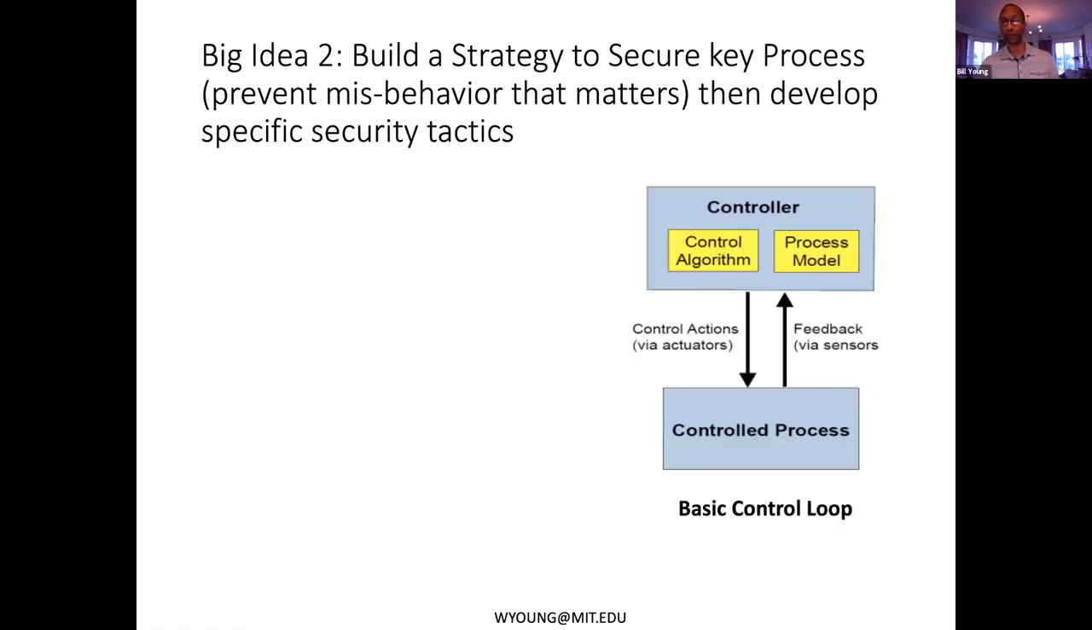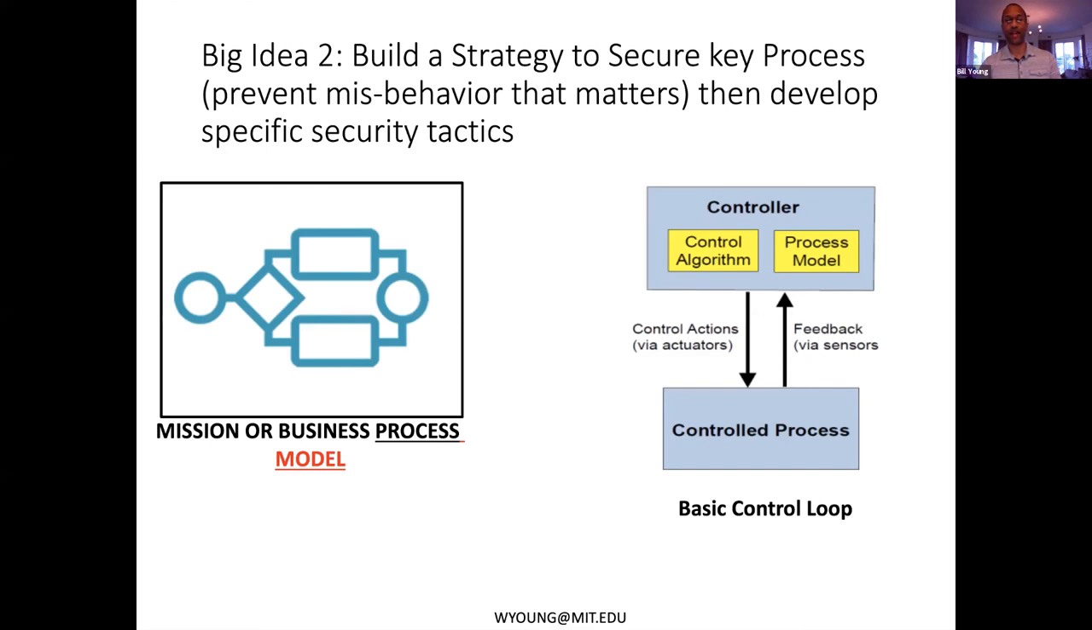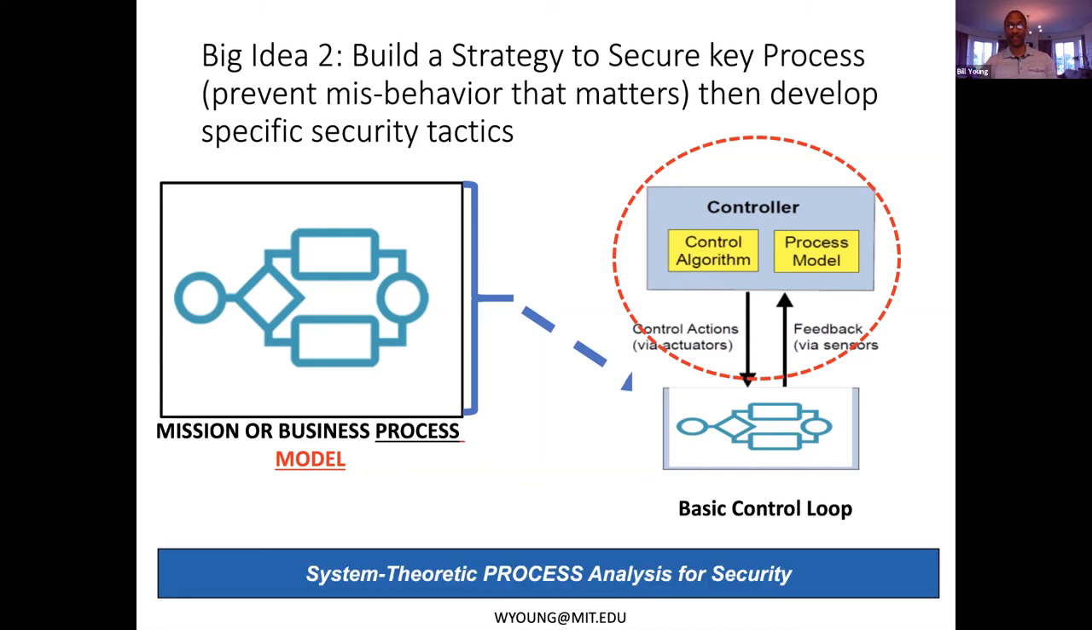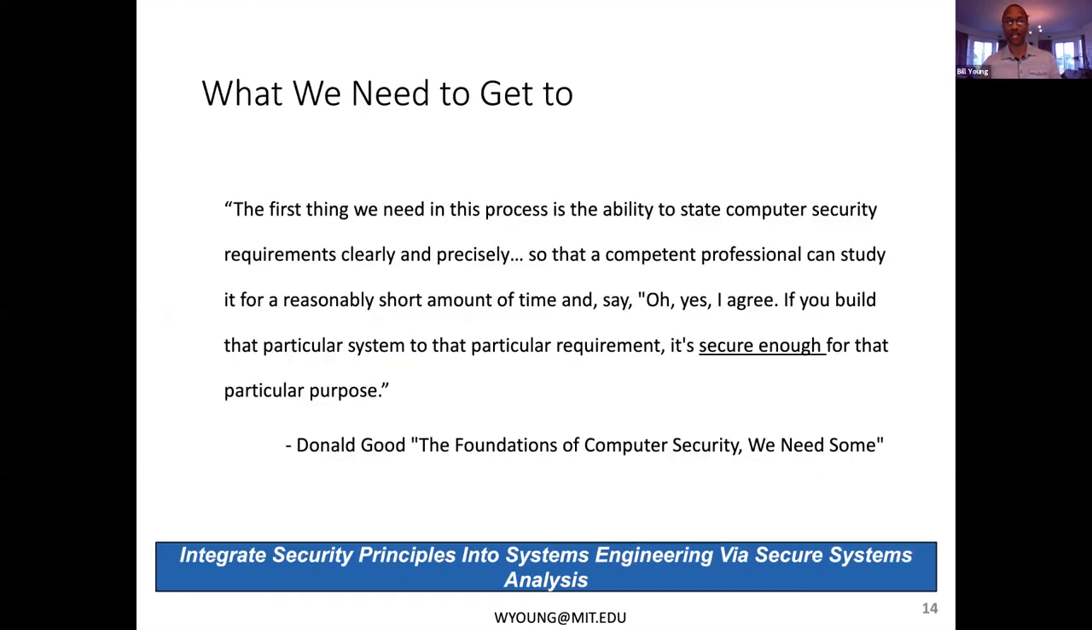So to put it another way, we've got our basic control loop, and then we're going to analyze the mission or business process. And then we're going to treat that process as the particular controlled process that we care about. And we're going to apply STPASEC on it to gain insights and improve our engineering. Because again, system theoretic process analysis for security. So we're not going to analyze components. Rather, we're going to focus on behavior and specifically process behavior to figure out what right looks like, and then use those insights to then engineer a form to implement the securable functionality that we've identified. So this is what we need to get to.